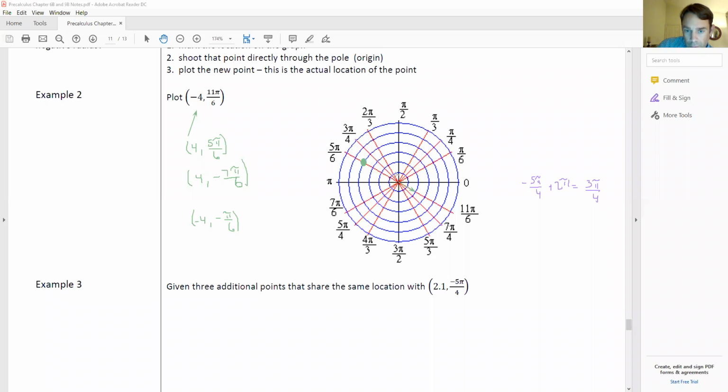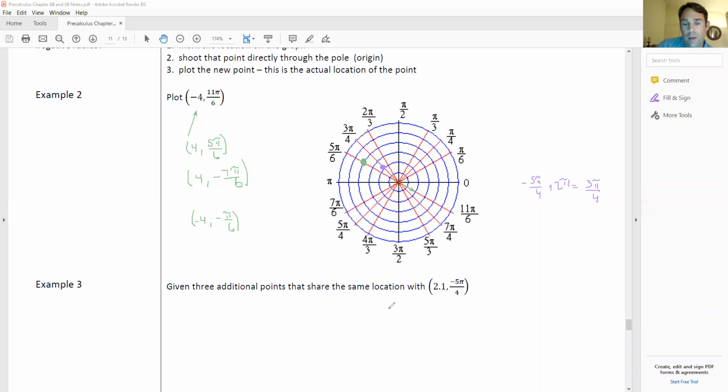And 2.1, so I'm going out 1, out 2. 2.1 would be right about there somewhere. So that's the point I'm looking at. Nope, I lied. That is not the point I'm looking at. Let's just move that over there onto 3 pi. There we are. Okay, so we're trying to come up with 3 different ways.